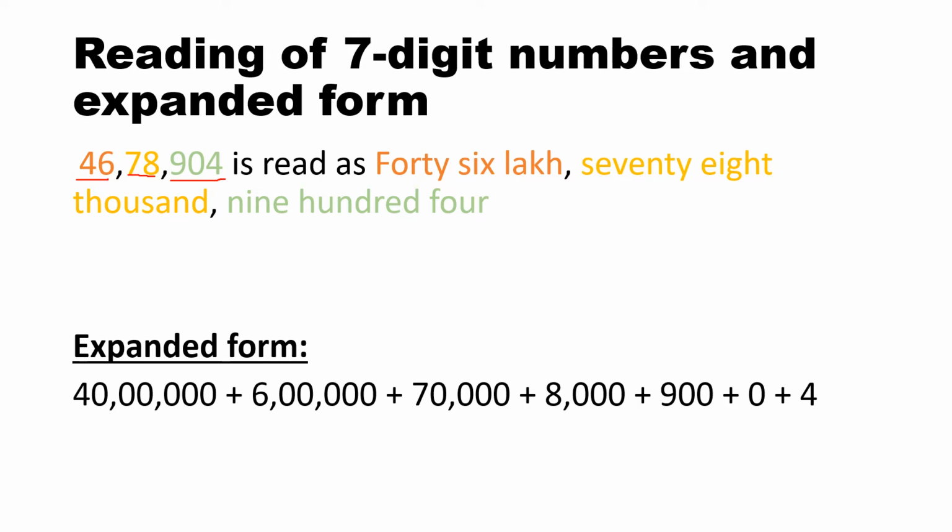As in 10 lakh, we have 6 zeros, so it's 40 lakh. 6 in the lakh place, so 6 lakh. 7 on the 10,000 place, so 70,000. 8 on the 1,000 place, so 8,000. 9 on the 100 place, 900. 10's place is 0 and 1's place is 4.